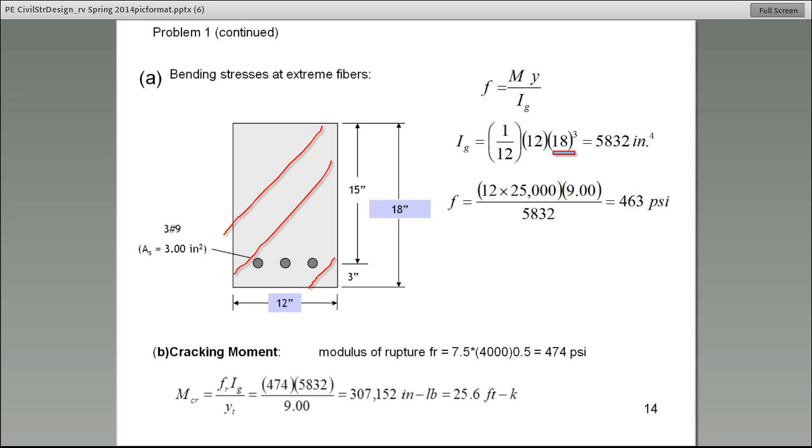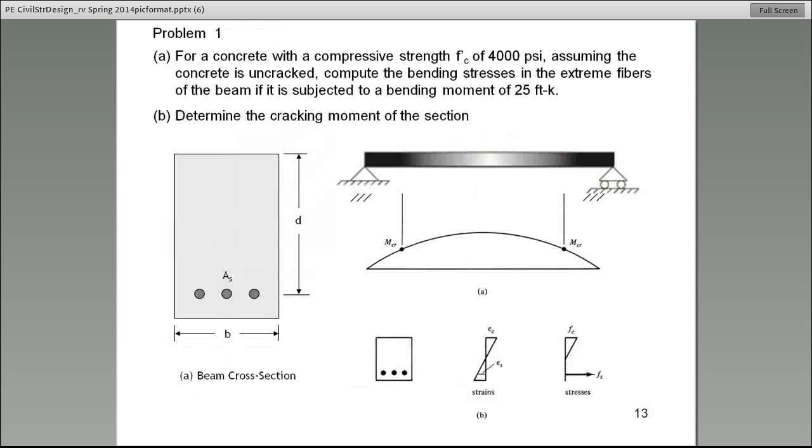Now, the second part of this problem, and by the way, to find the stress very quickly, look, guys, what do they use for y? It's 9 inches. 9 right here. So that is the stress. And the other thing is the units. You see the moment, the bending moment was given to be 25 foot-kips.